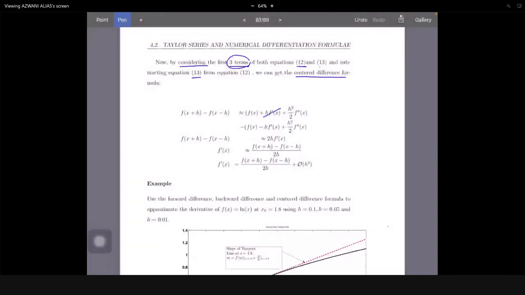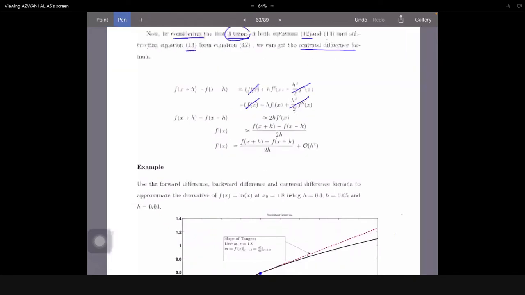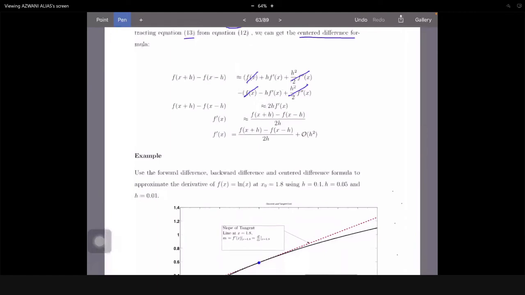We can cancel this part, and this one also cancels. So only two remain. This one cancels, f minus f, h plus, and this cancels. So only 2h f prime remains. Then 2h f prime, rearrange, and finally we get this formula.